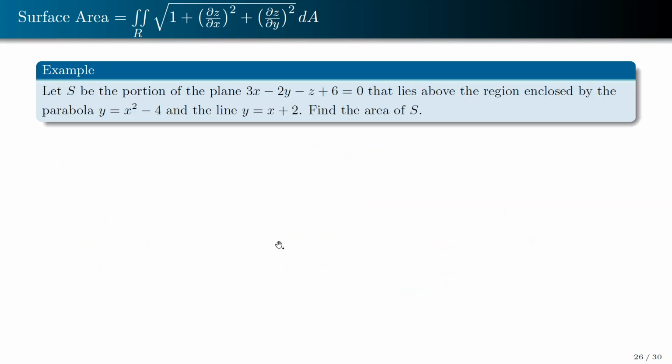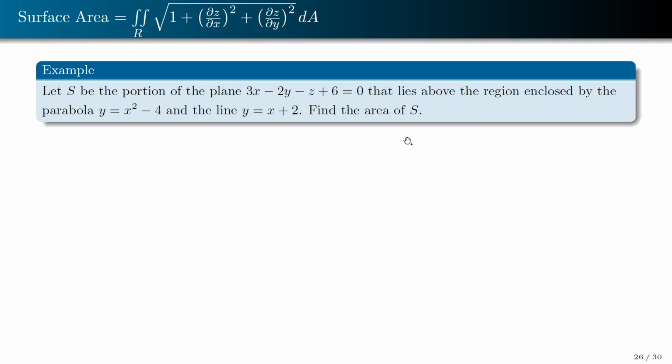Okay, so let's do examples. First, let S be the portion of the plane 3x minus 2y minus z plus 6 equals 0 that lies above the region enclosed by the parabola y equals x squared minus 4 and the line y equals x plus 2. So with those, in that scenario, find the area of S.